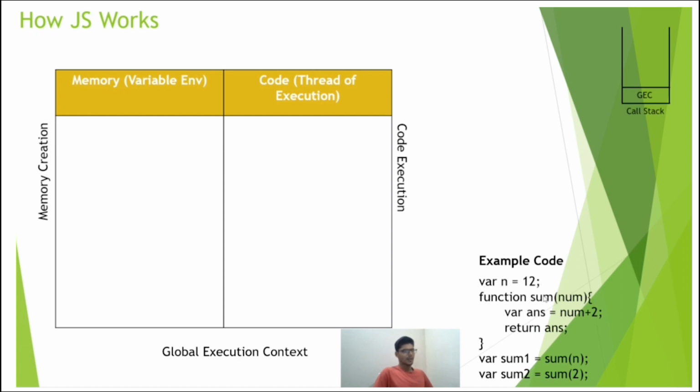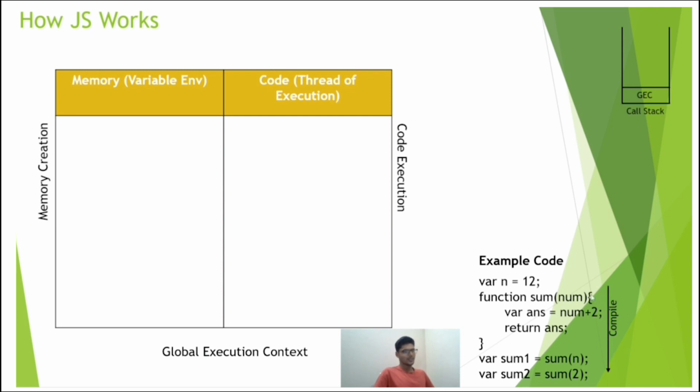I have a variable n, and I need to pass 2 to the function, and I'm calling this function 2 times, and storing the results in the sum1 and sum2 variables. Now see, the compilation will start from top to bottom. As you know, JavaScript is synchronous and single threaded, so the execution will happen line by line only.